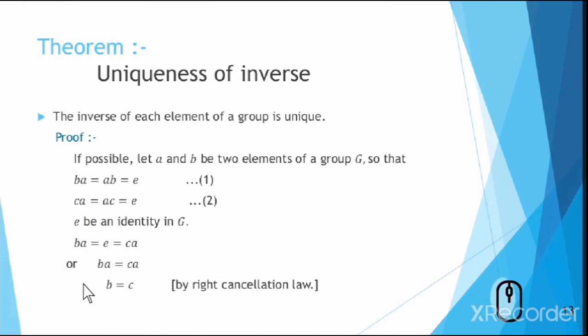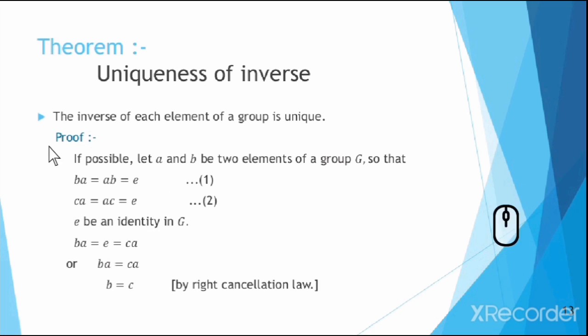There is another topic, which is uniqueness of inverse. Uniqueness of inverse is very important. The inverse of each element of a group is unique. So if possible, let B and C be two inverses of an element A of group G, so that BA is the identity and CA is the identity. This is the definition of inverse. These are the properties of inverse. We define inverse like this. E is the identity of G, so B is EB, and by cancellation laws we have proved that B is C. You can cancel A.